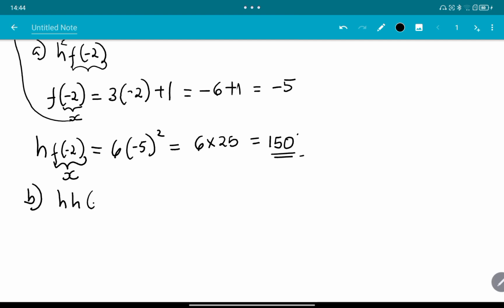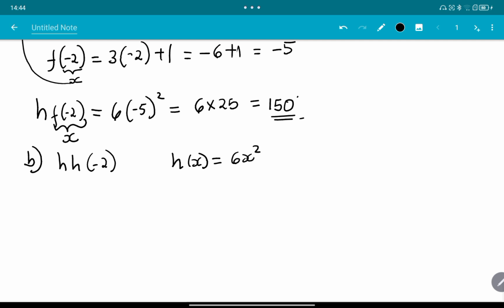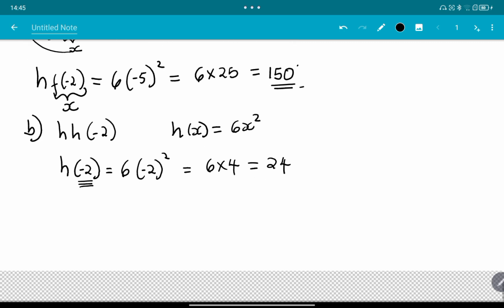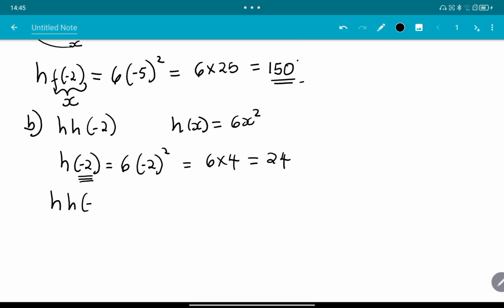Okay, nice. Let's do part B, h of h of negative 2. We already know that h of x is 6x squared. So the first thing we do is h of negative 2. Where there is x in the h function, we replace it with negative 2. So I'll have 6 into negative 2 squared, which will be 6 times 4, giving me 24. Then to get h of h of negative 2, as we said with the previous one, this now represents the x in that function.